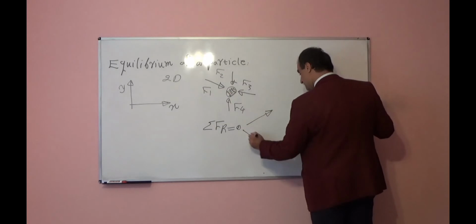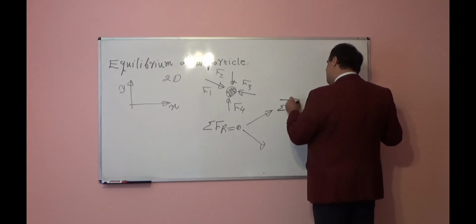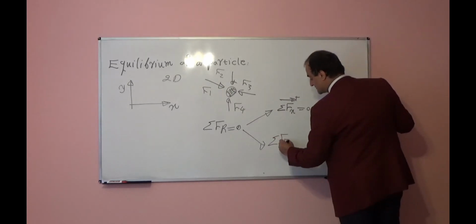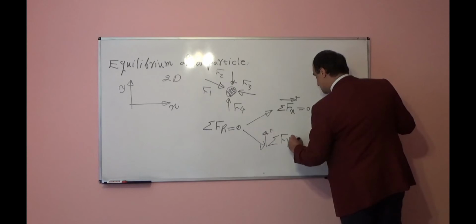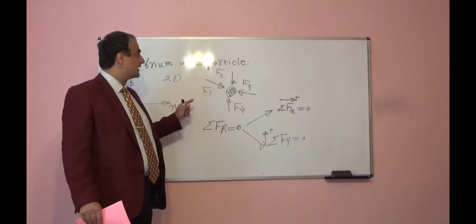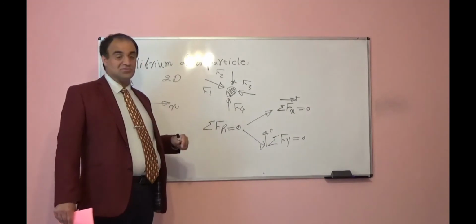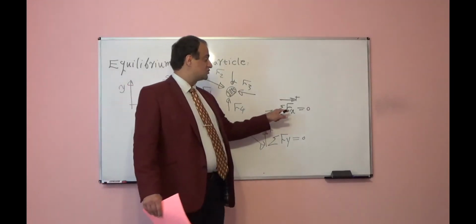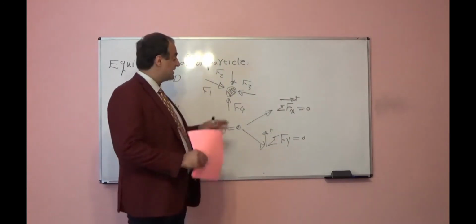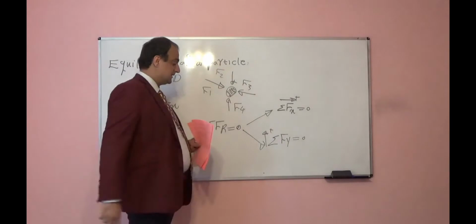So the summation of all forces equal to zero means the summation of all forces in the x direction should be equal to zero, and the summation of all forces in the y direction should be equal to zero. So in two dimensions we decompose all forces one by one in the x and y direction. Then we add all forces in the x direction together, and the summation should be equal to zero. In that case, the particle will not move in the x direction. The summation of all forces in the y direction is equal to zero. In that case, the particle will not move in the y direction.